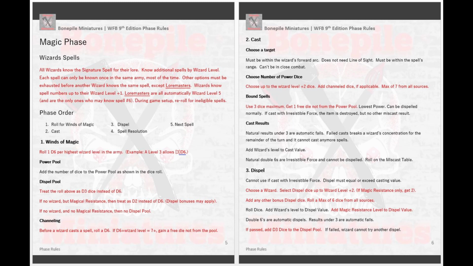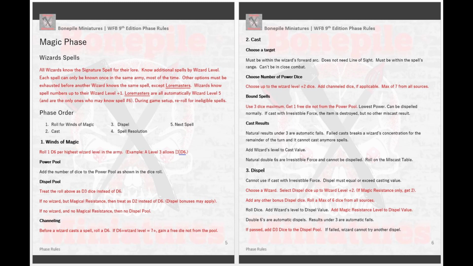But if you and your opponent decided to play that lore masters only know 5 spells in addition to the signature spell, then I'm fine with that too. It's only a difference of 1 spell. So I don't mind it being played either way. It doesn't matter to me, as long as both armies are consistent. But I think most people will most likely play that lore masters know all spells from their lore.